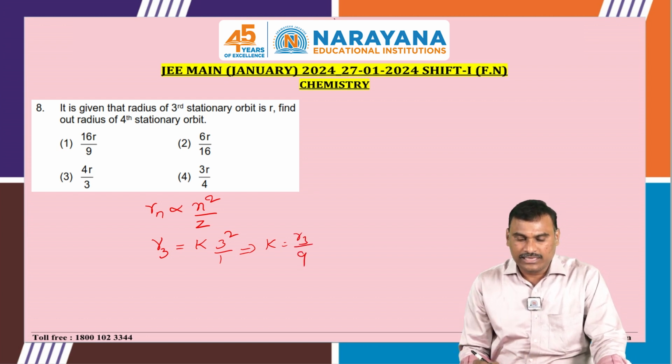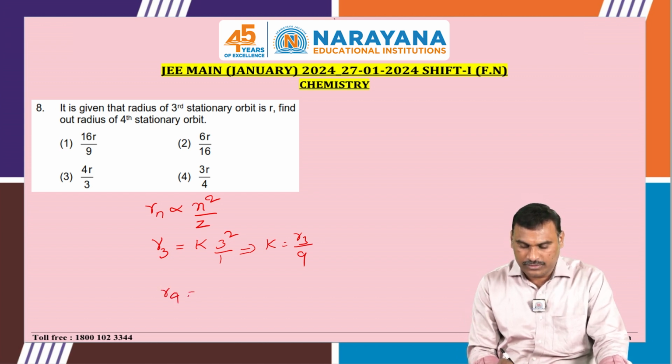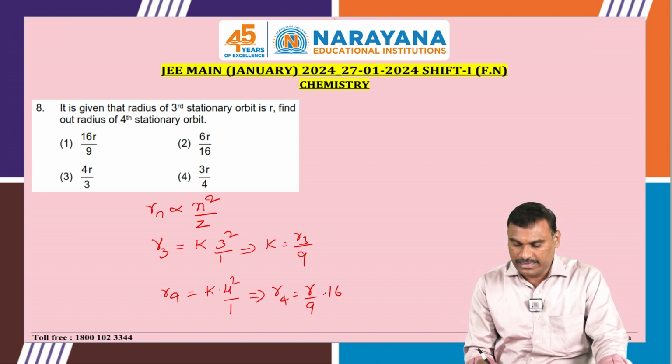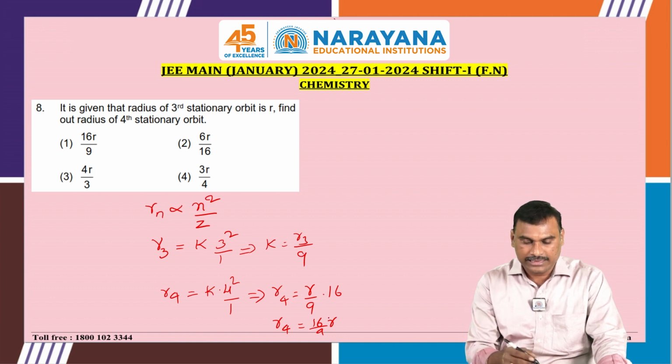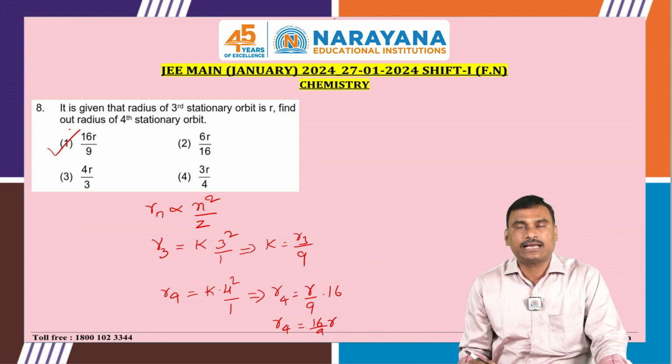Find out the radius of the fourth stationary orbit. R4 is equal to some k into 4 squared by 1. That implies R4 is equal to R by 9, because R3 is mentioned as R, into 4 squared, that is 16. Therefore, the fourth stationary orbit radius becomes equal to 16 by 9 R. The given option is suitable to option 1. So the correct answer for the given 8th question is option 1.